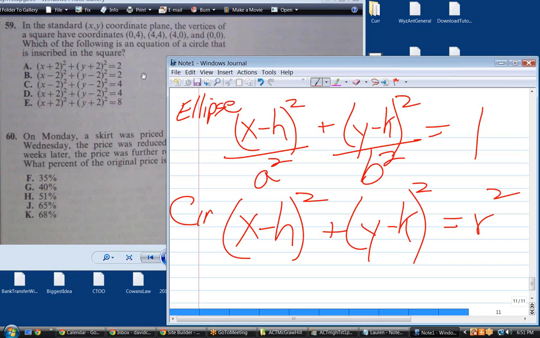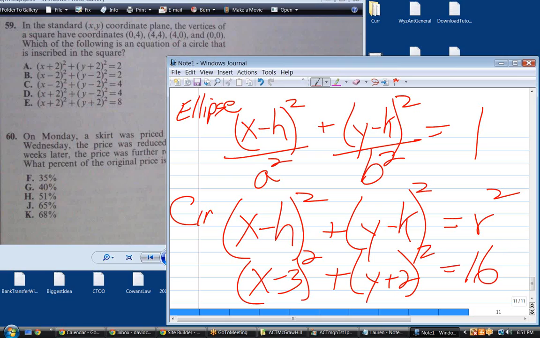But primarily, if you're given something like x minus 3 squared plus y plus 2 squared equals 16, that sure looks like a circle, right? Because it's r squared. I don't have any denominators. All right, let's go on.